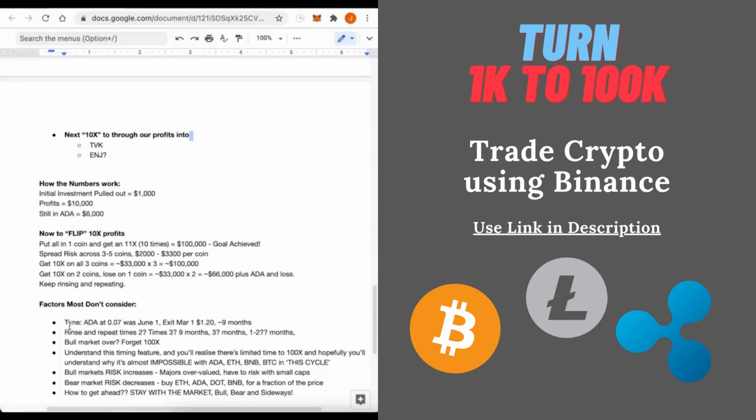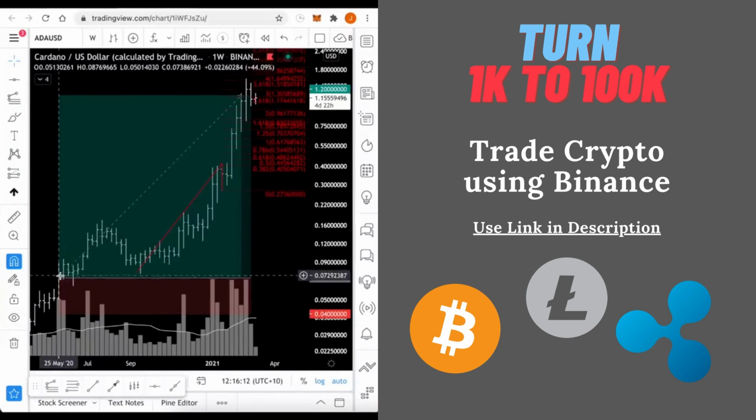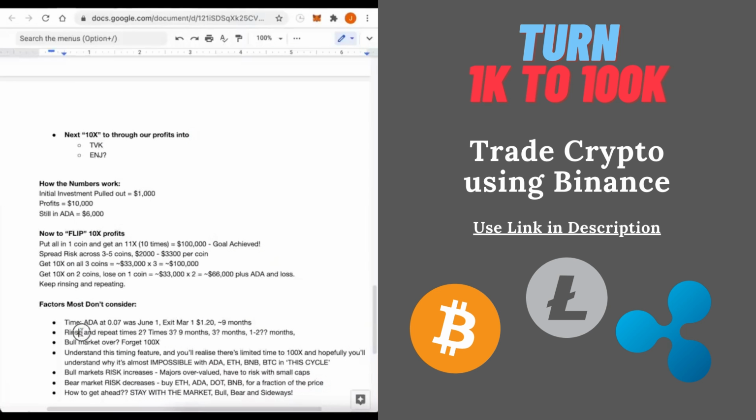Factors most don't consider: time. ADA was at 7 cents on June 1st. Plus, it was 7 cents back here in around September. That was the second entry. Now, you're not ever going to know if you're going to get back into ADA at 7 cents, especially on such a quick spike down, and it was back at 9 to 10 cents. So this was your entry level here at around 7-ish cents back in early June. And the exit was around the first week of March, last week of February, which gives us 9 months. So this is how we're working out some of the time.